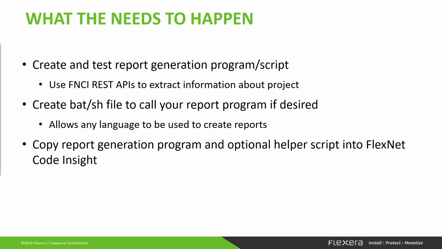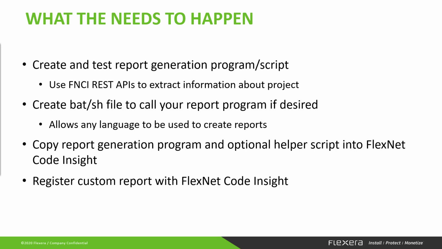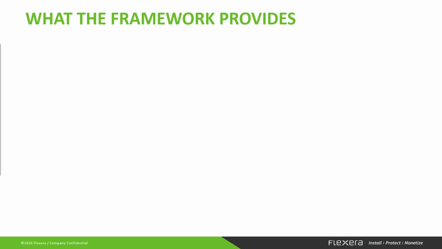Once the report generation program and helper script, if being used, have been created, they will need to be copied into the proper directory on the FlexNet Code Insight server. And finally, the custom report will need to be registered via the API into the framework. This will allow for the report to be run for all projects within the system via the Web UI or REST API. The custom report framework will pass the following information to the batch or shell script.